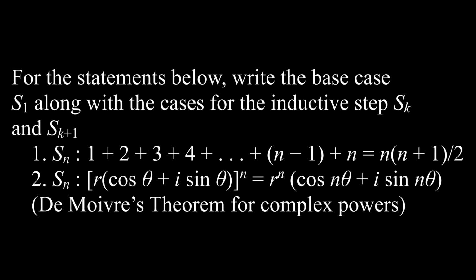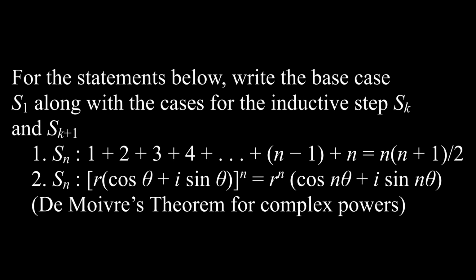So for this example, we have the statements below and want to write the base case S1 along with the cases for the inductive step Sk and Sk plus 1. Where in the first case we have the statement Sn is 1 plus 2 plus 3 plus 4 plus all the way up to n minus 1 plus n is equal to n times n minus 1 over 2. That is, the sum of the first n natural numbers is n times n plus 1 over 2.